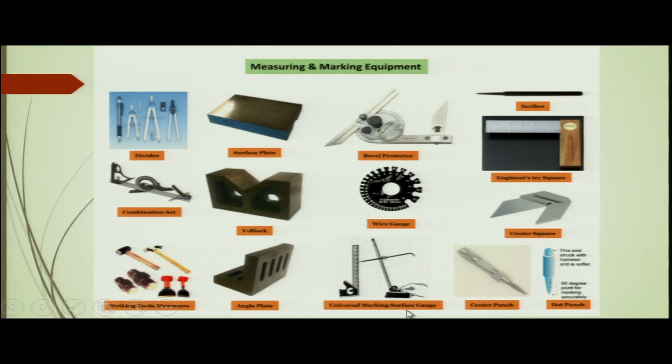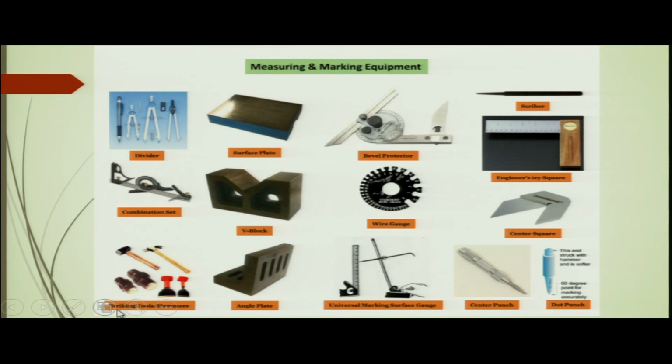These are the universal marking surface gauges. You can see that it will be mounted on a flat plate, and this is the marker, a scriber kind of thing, which will scribe the surface. This is a ruler, and it will give you the distance, the height. Here you can see the combination set. The combination set will show you, otherwise it will not be understood how it is used. It is used for making different kinds of measurements, which is why it is called the combination.